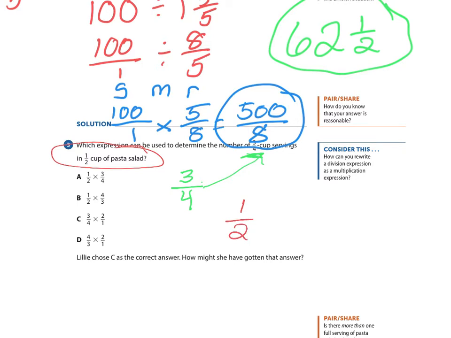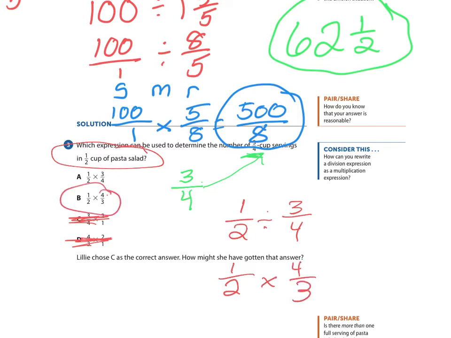Because you have a 1/2 cup, you know these two automatically are wrong. Okay, we're trying to figure out how many 3/4 are in a 1/2. SMR says I keep my 1/2 the same, change it to multiplication, flip, and my answer is B. I don't have to even solve it. I could. I would get 3/8, but you don't have to.